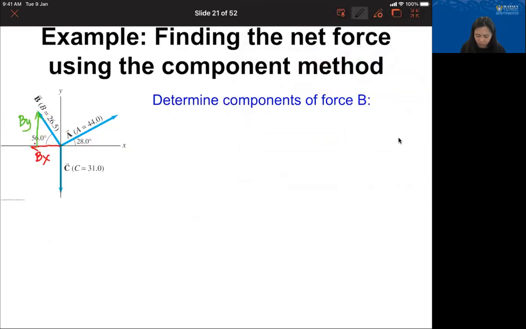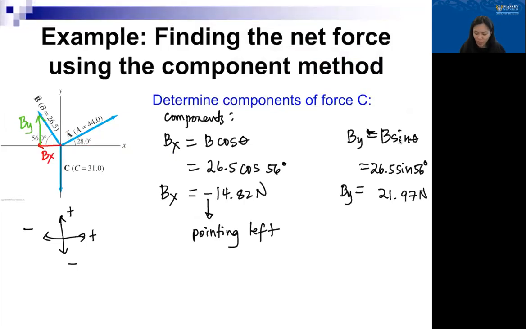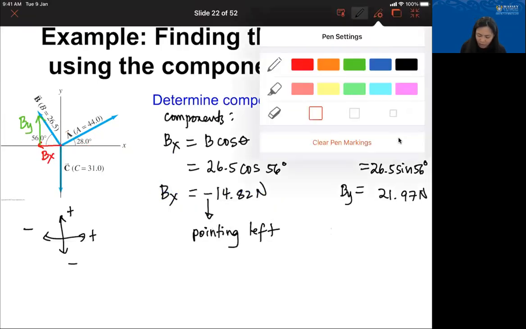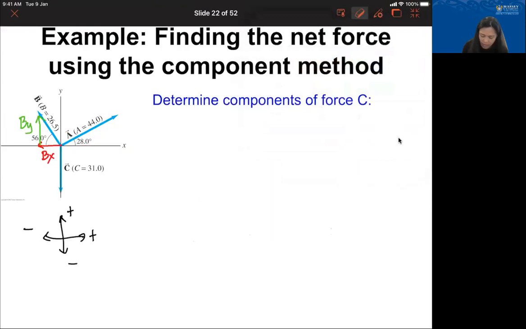Did I write that in? Yeah, this should be the components of force B. Right. So are we okay for the components of force B? Because then I'll erase this, because I actually wrote them in the space for my components of C. Right. So these are the components for force B. Now we determine the components of force C. Let me just make some space.